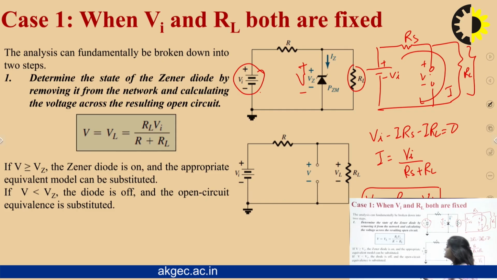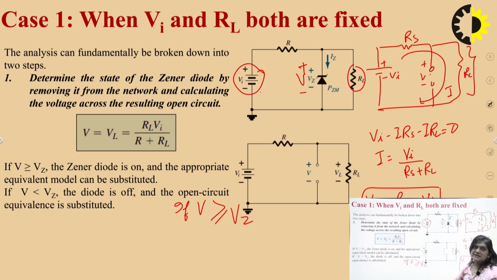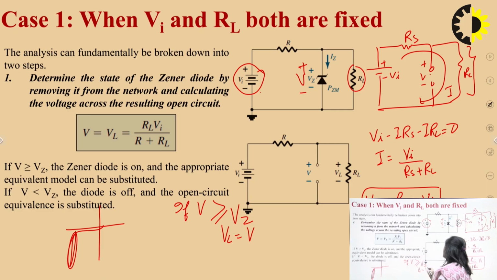Now we have to check if this V is greater than or equal to Vz, meaning the voltage across this zener diode due to this supply voltage is greater than the zener's breakdown voltage. Then the zener will be working in this region, so it will be replaced with the Vz potential, and in that case VL is equal to Vz. In this case, the circuit will be like this: we can replace this with the Vz potential, and VL would be equal to Vz.